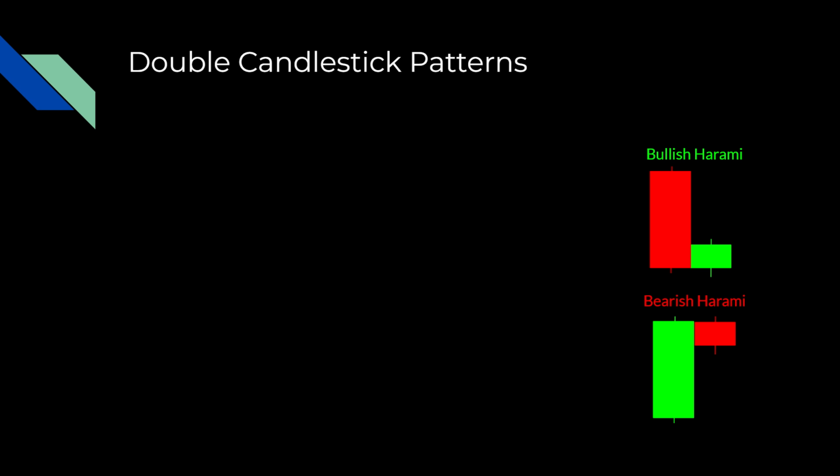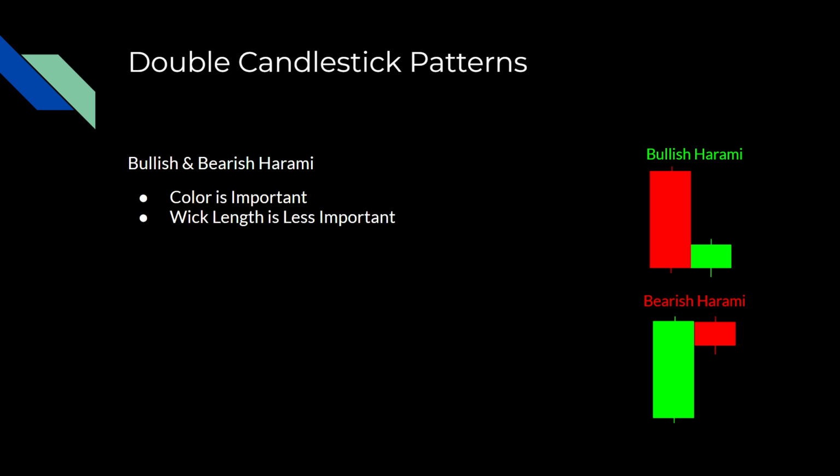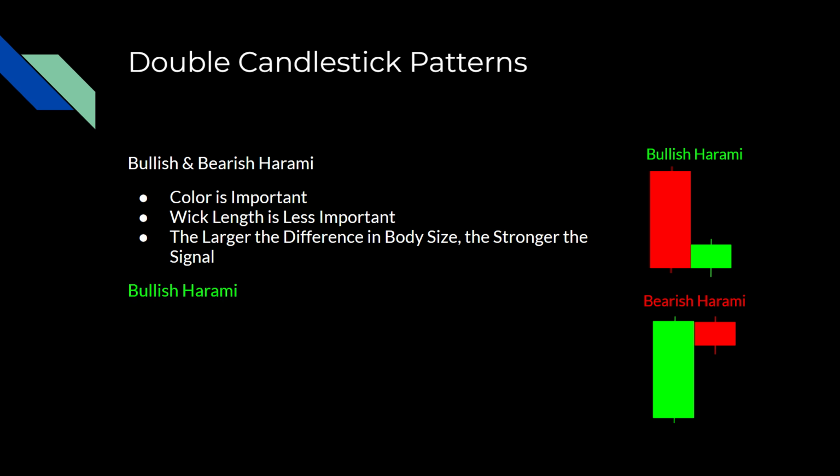For these candlestick patterns, the candlestick color is important. The length of the wicks are less important. The larger the difference in body size between the first and second candle, the stronger the signal. A bullish harami consists of a big red candle, followed by a small green candle. This candlestick pattern is useful in a trending market, especially at the end of a downtrend.